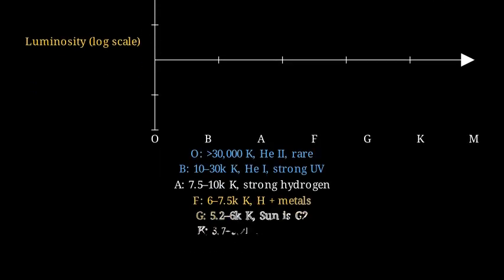Step 3 is spectral classification, from hottest to coolest. O, B, A, F, G, K, M. O and B stars are blue, white, and very luminous. A and F are white to yellow. G is yellow like the sun, K is orange, and M is deep red. Spectral lines reveal composition and temperature.